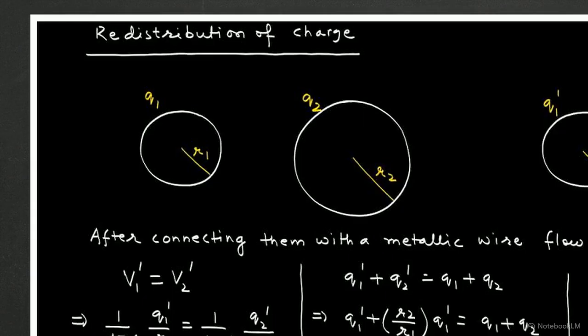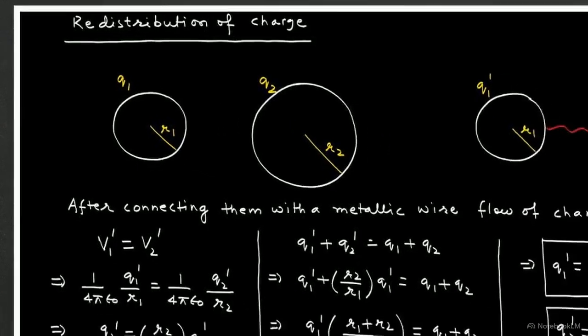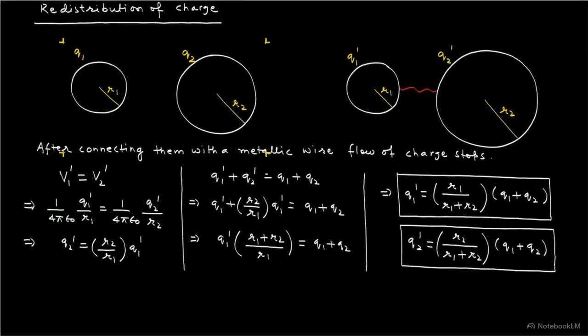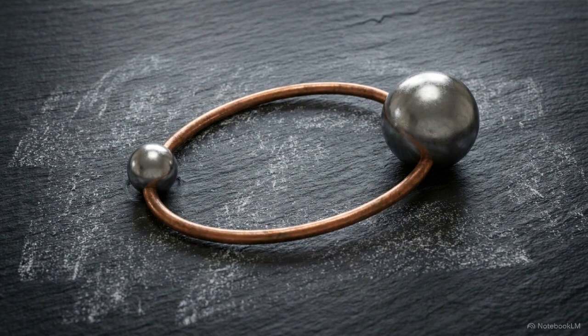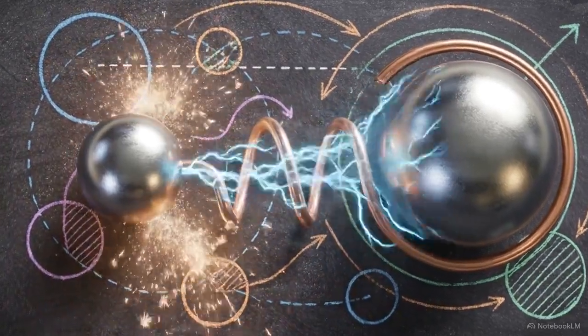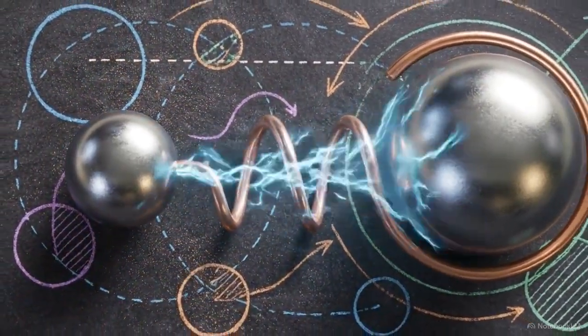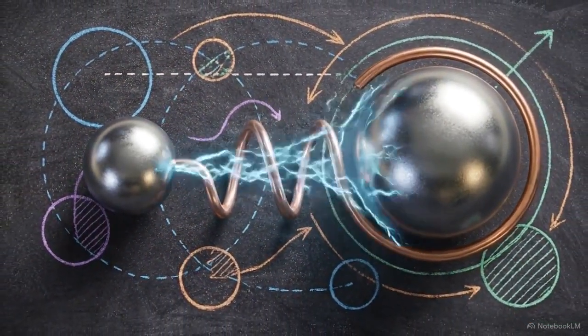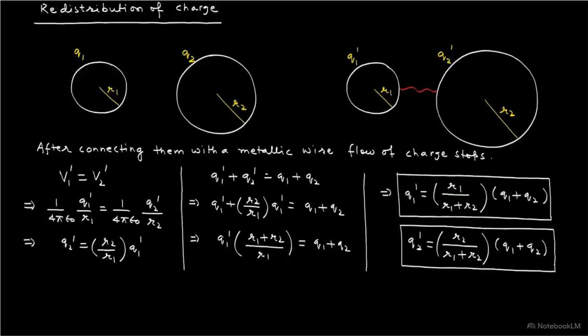To find out exactly how they rebalance, we have to map this out mathematically. Looking at these technical notes, we can build a predictive model based entirely on their physical geometry. The moment we connect these two spheres with a conductive metallic wire, that isolation ends. The connection instantly sparks a chaotic, high-energy flow of charge rushing violently from one surface to the other. This violent transfer is temporary.